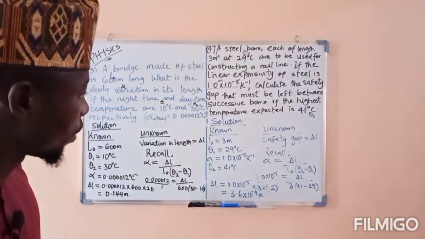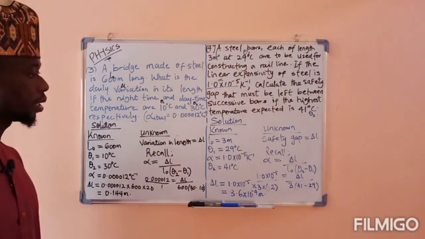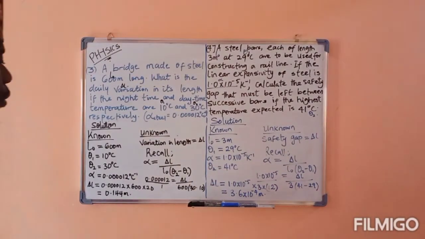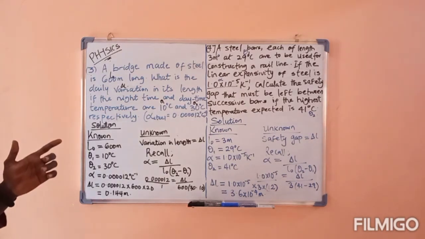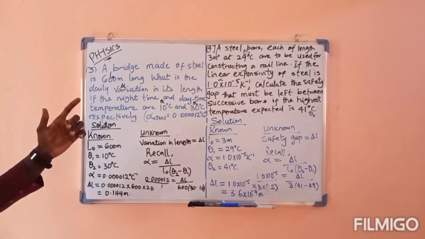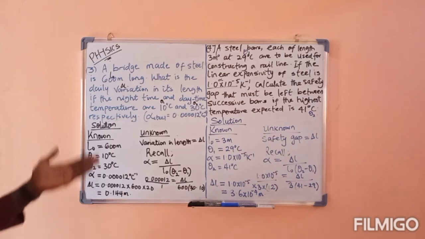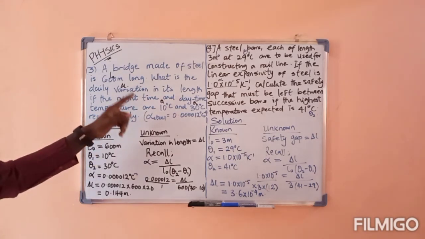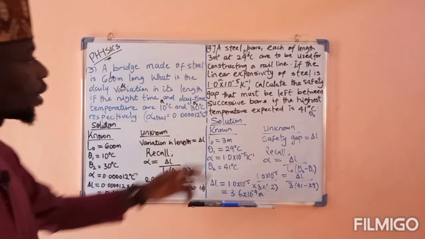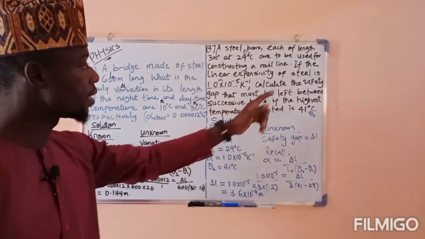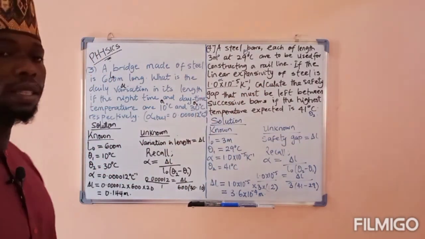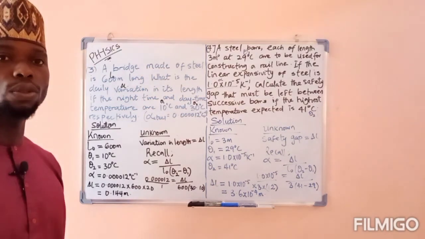Are we together? So this is how to approach questions where you are not given a direct way of solving your change in length. They could have just called it change in length, which is very straightforward, but no, they say daily variation, so don't panic. Here, they could have just said change in length, but no, they say safety gap, don't panic. It's still the same change in length they are asking you to calculate.